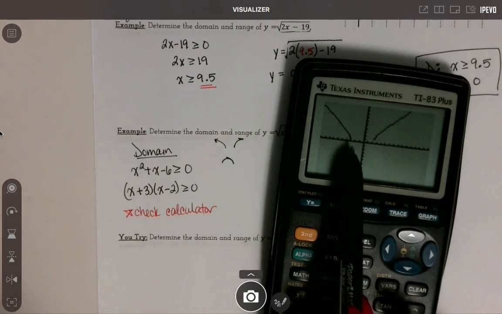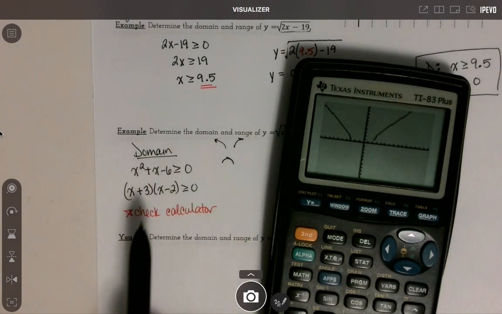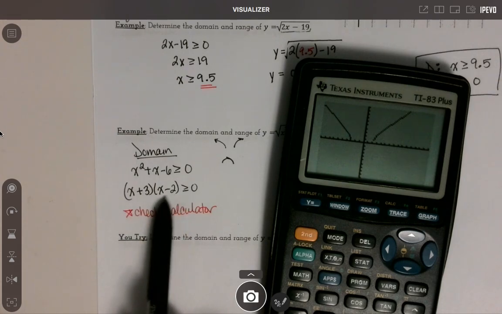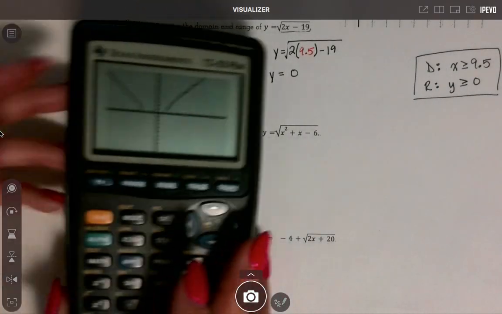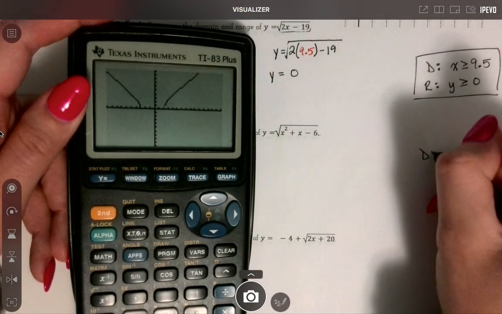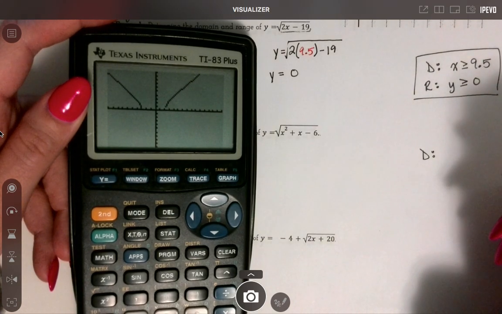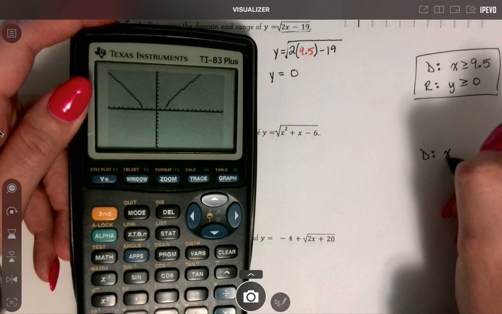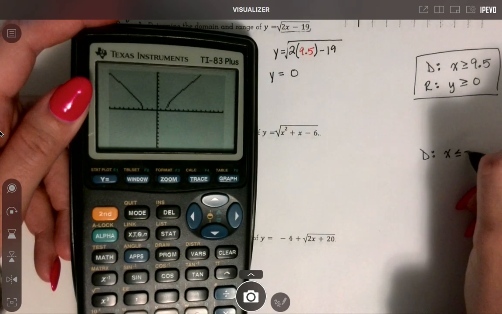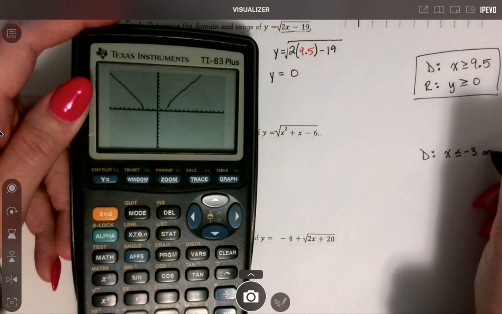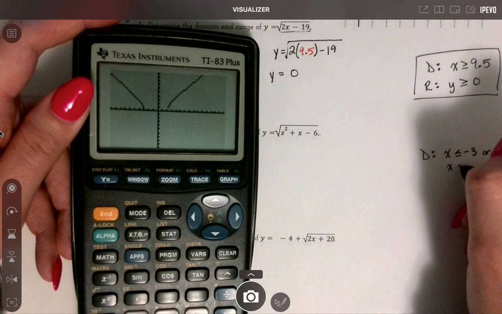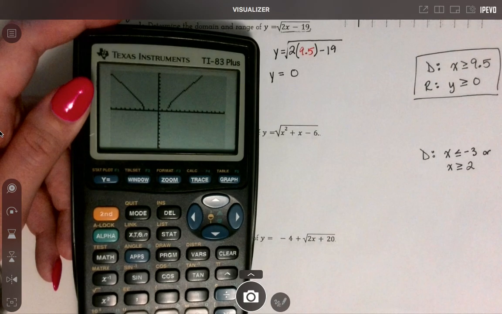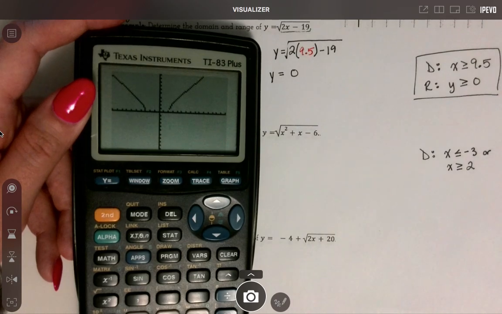I also notice that this one is at an x value of -3, and this one is at an x value of 2, which makes sense because if I set each of these equal to 0, I get my -3 and my 2. I'm going to leave this here, and I can visually see for my domain that x values are less than or equal to -3, or they could be in this second curve, where x is greater than or equal to 2. I need to include both of those for my domain.